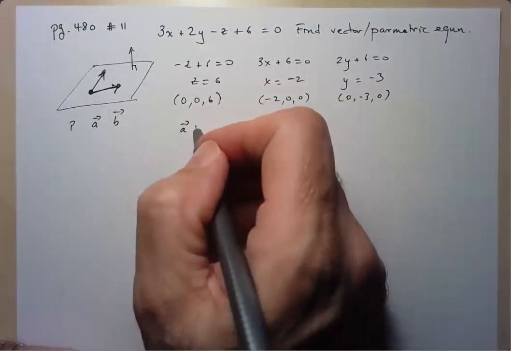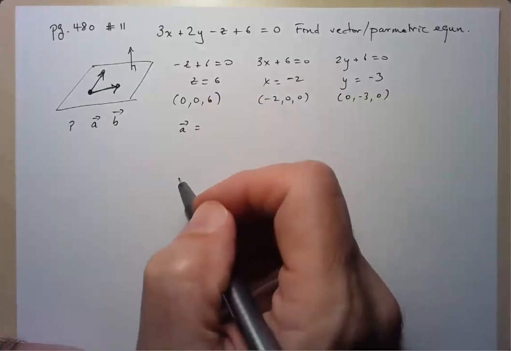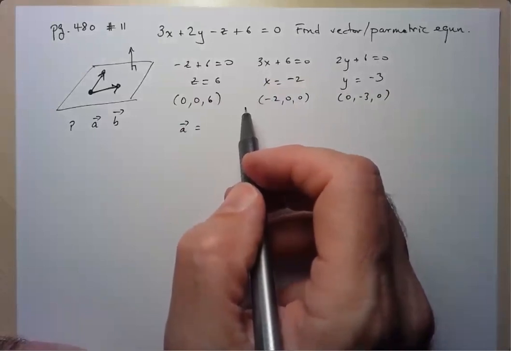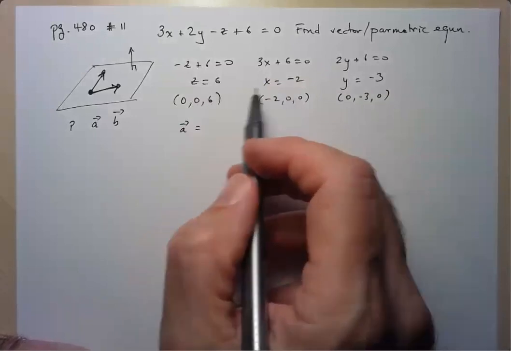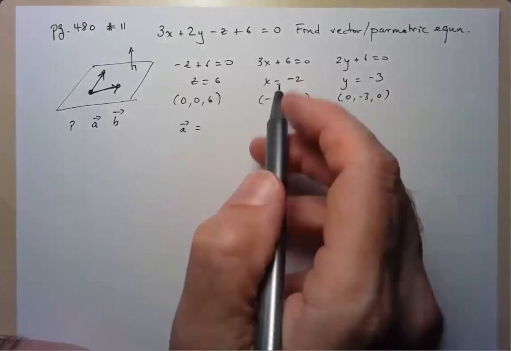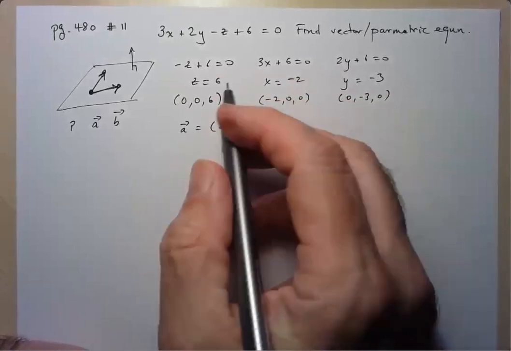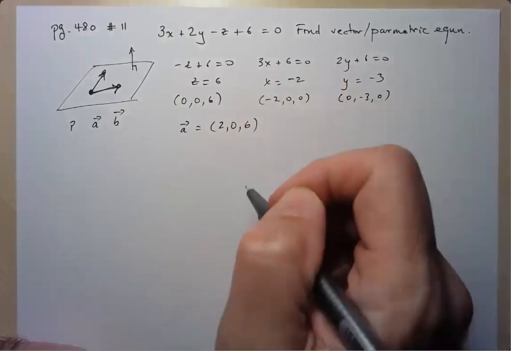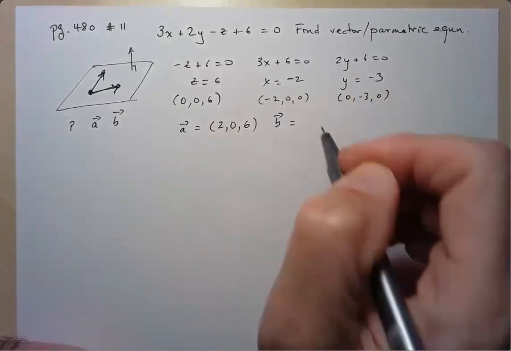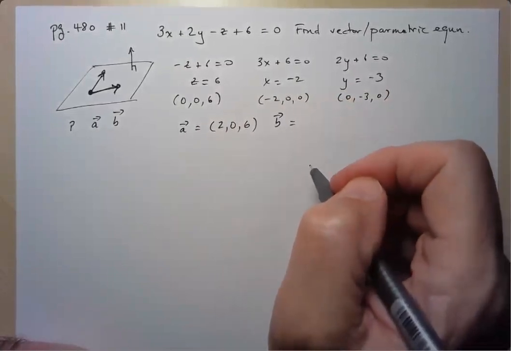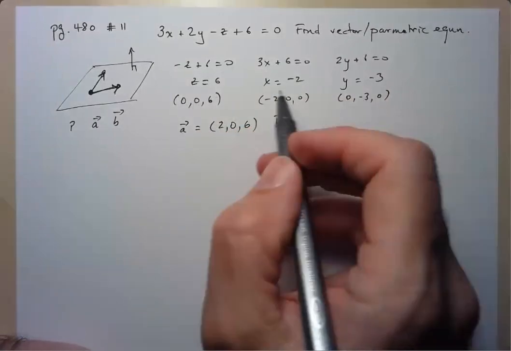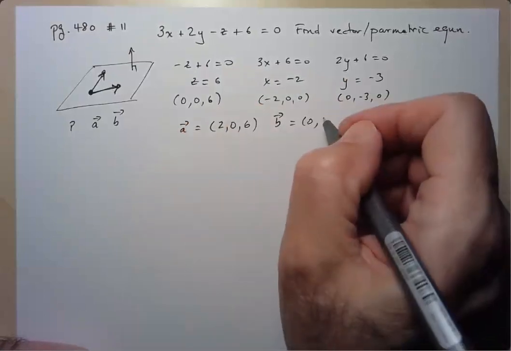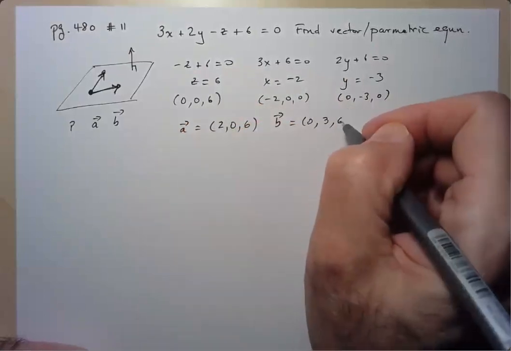So let's say I create my vector A, and I'll do the subtraction here. I'll do this minus that to keep some positive numbers. So 0 minus negative 2 is 2, 0 minus 0 is 0, and 6 minus 0 is 6. And then B is equal to, let's do the same thing with these two. 0 minus 0 is 0, 0 minus negative 3 is 3, and 6 minus 0 is 6.